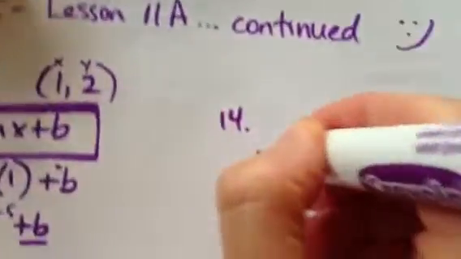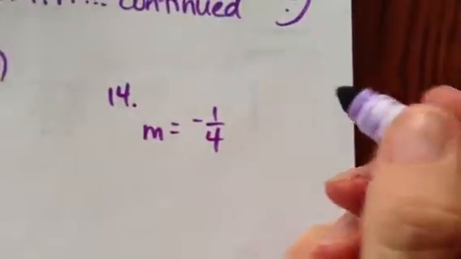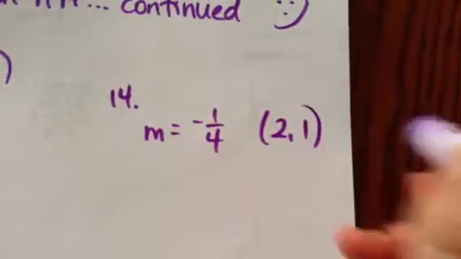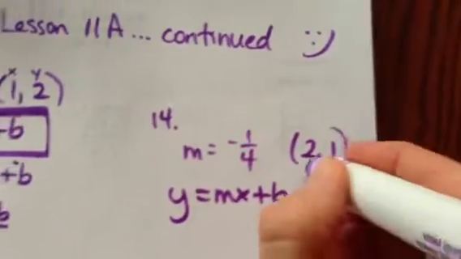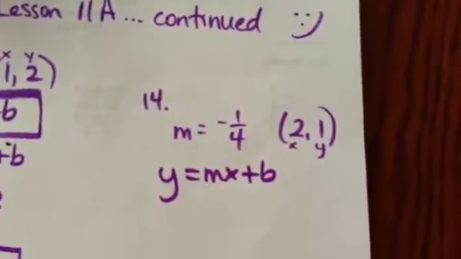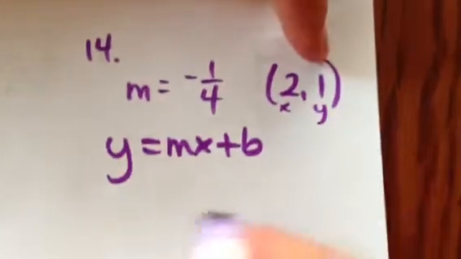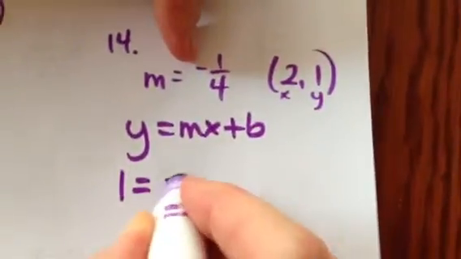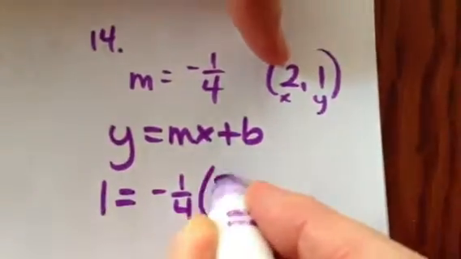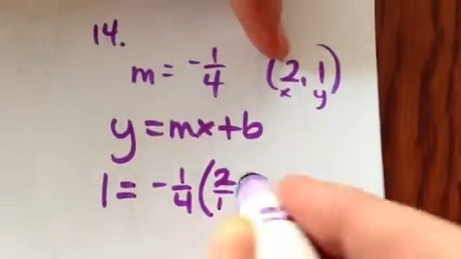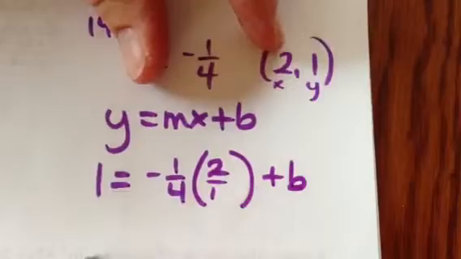My slope tells me is -1/4, and then it gives me this point right here. Okay, you're going to start all these the same. Remember, this is your little x, and this is their little y value. So here, my y value is 1. My slope is -1/4 times x. My x value is 2. If you want to, you could write that as a fraction, plus b.